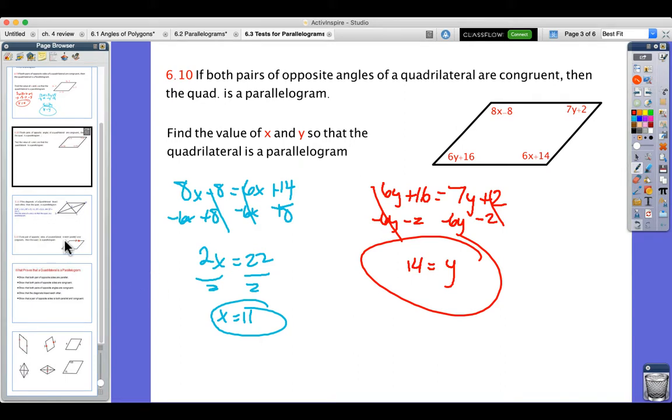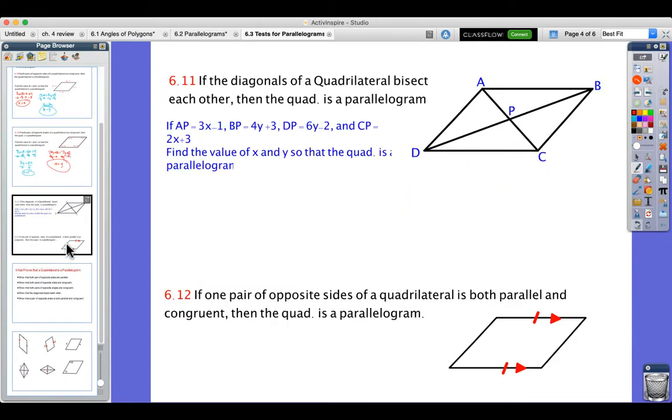Next one right here. If we can prove the diagonals bisect each other, then that proves the quadrilateral is a parallelogram. So we're going to go ahead and assume this equals this, and then this equals this, and then set those equal to each other. So according to this, AP equals 3x minus 1, BP equals 4y plus 3, DP right here is 6y minus 2, and then CP right here is 2x plus 3. So we have to find the value of x and y that proves the whole thing equal.